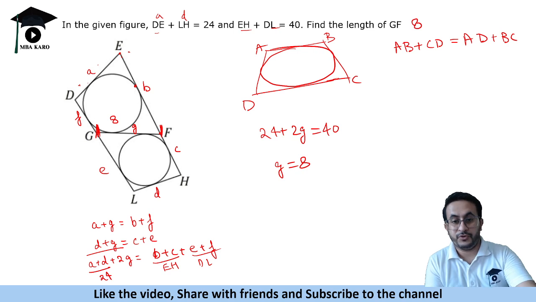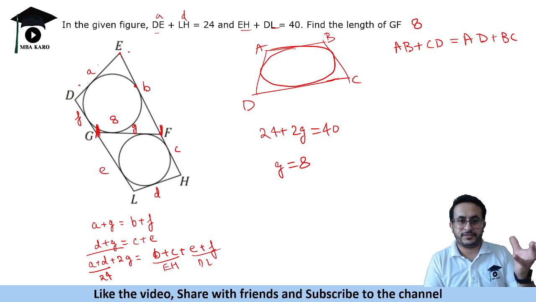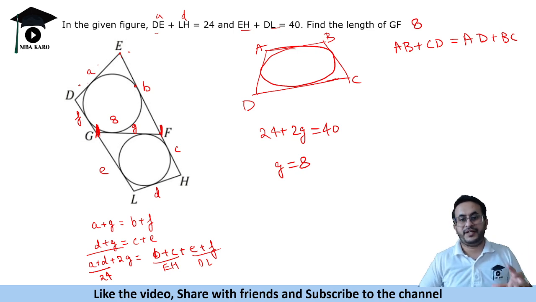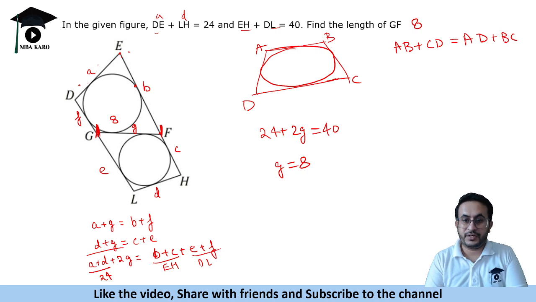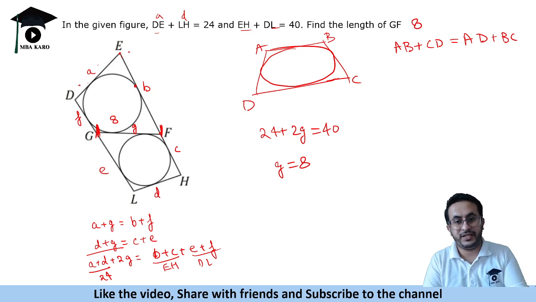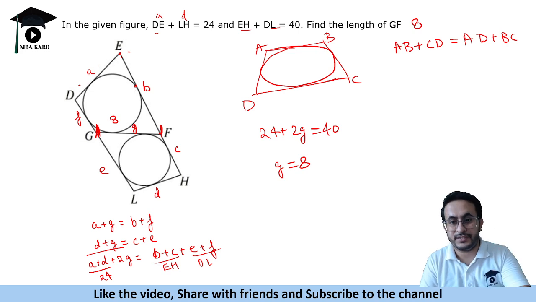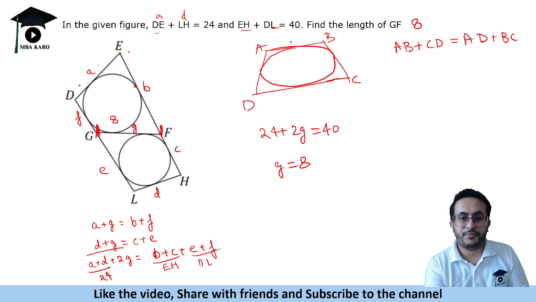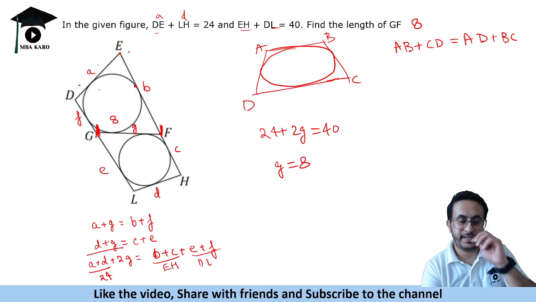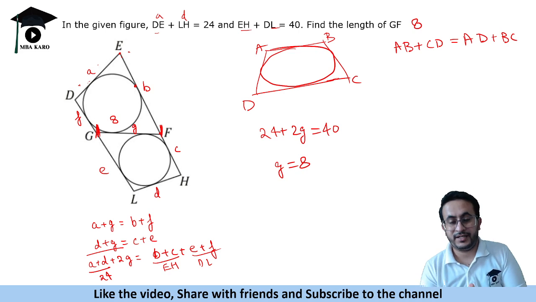So again, it was a beautiful question applying the theorem wherein tangents from an external point are equal, they have equal length. When a circle is inscribed in a quadrilateral, the sum of opposite sides is equal. So this side length is equal to this side length. So equating all these, we get the length of GF, which is 8 units.